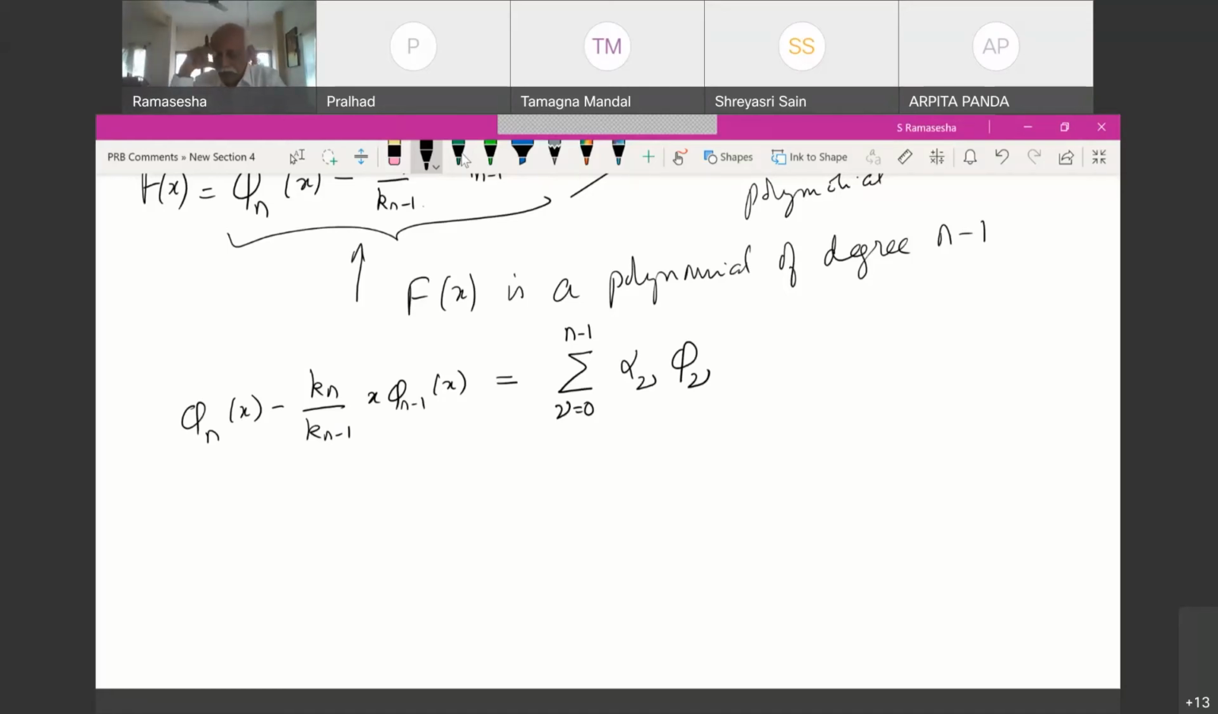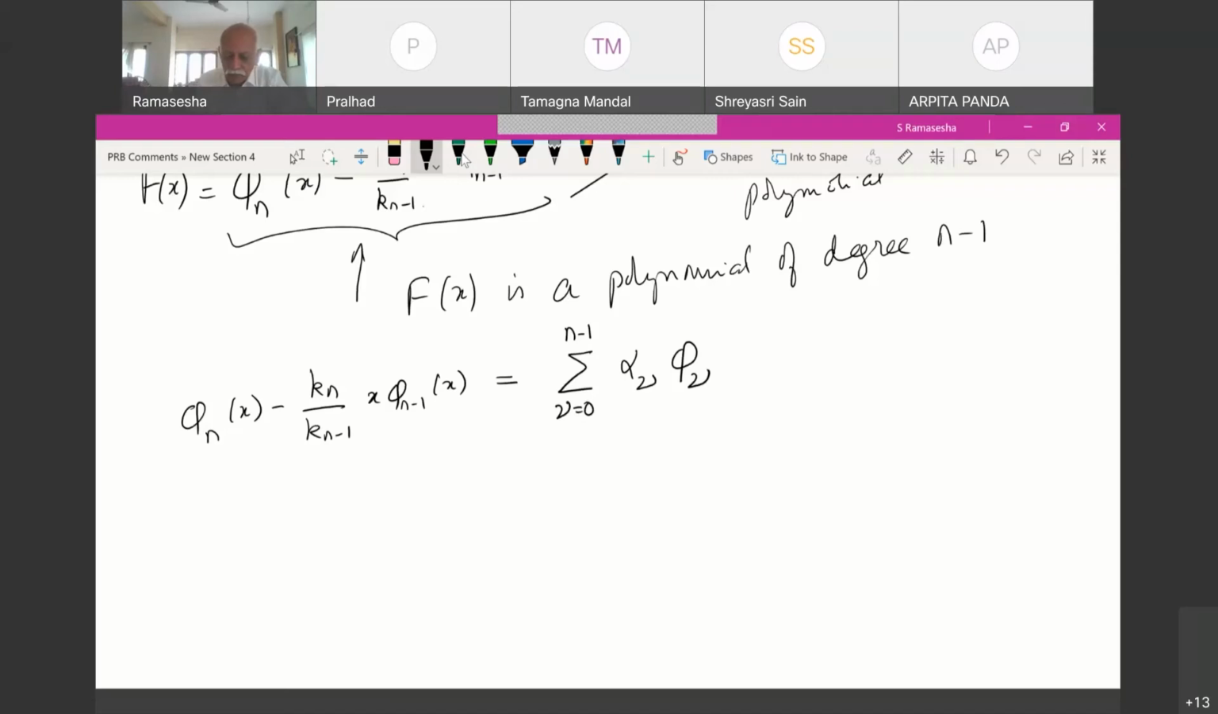Okay. Now I think in the next class, what I'll do is carry on from here and try to get a recurrence relationship between phi n(x), x phi(n-1)(x), and phi(n-2)(x). Okay. So I'll stop here at this point. If you have any questions, I'll be happy to answer.